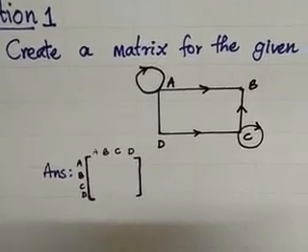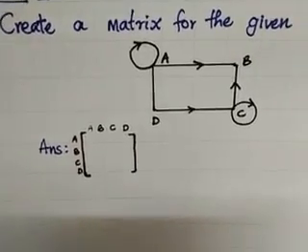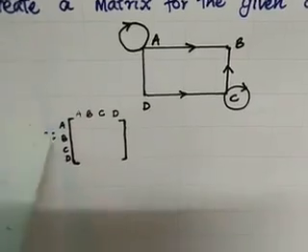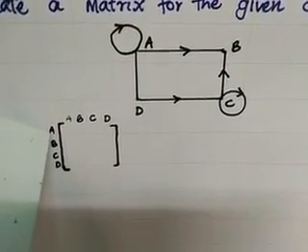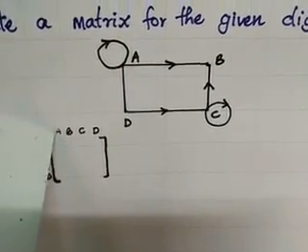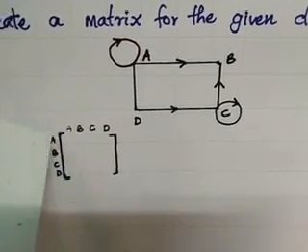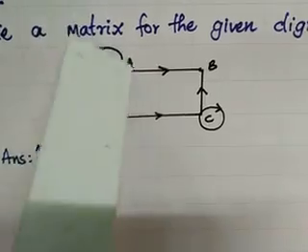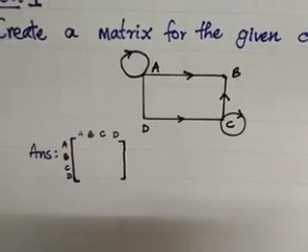Then the second step is that you have to check A to A. Is there any connection from A to A? A to A. Yes, there is a connection, right?